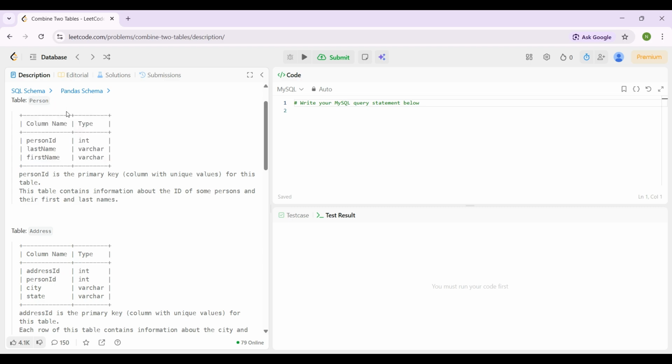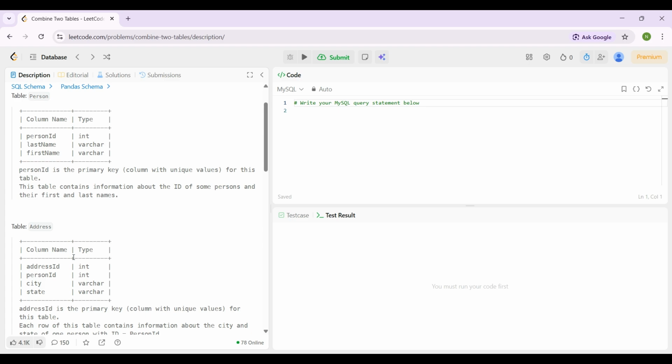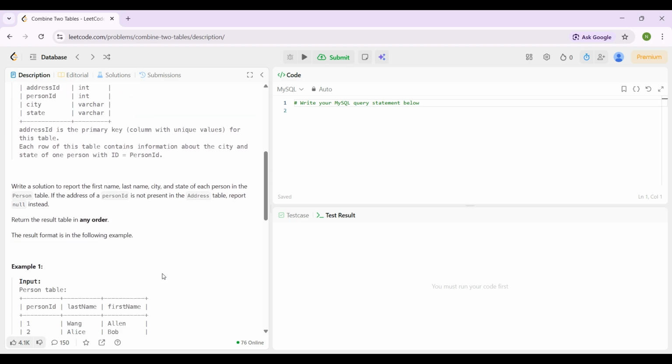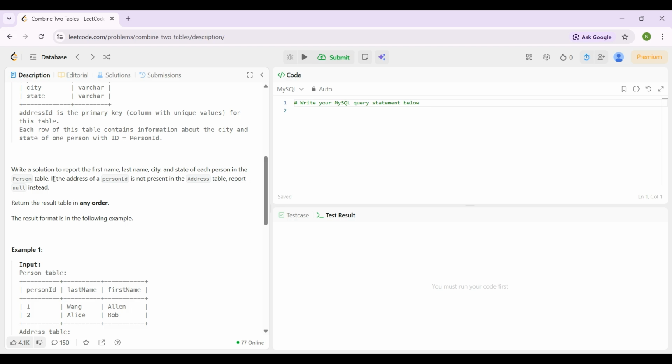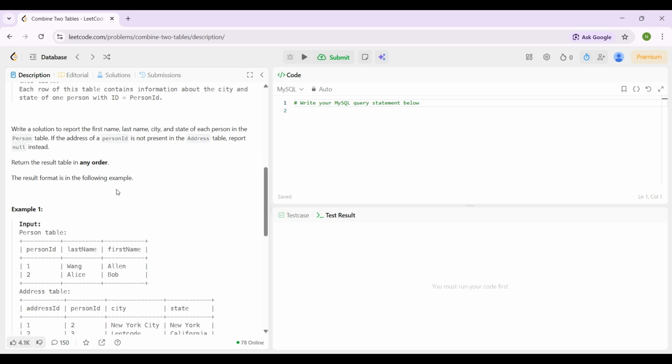What do you understand? Which join should you use? Yes, here we want the entire values, but there may be null values. That means the left join. Left join means all the values from the left side table will be present, and the matching values will be present from the right table. If any values are not present, then null values will be printed. Understood? From this line, you should get to know that it is left join, and return the table in any order.